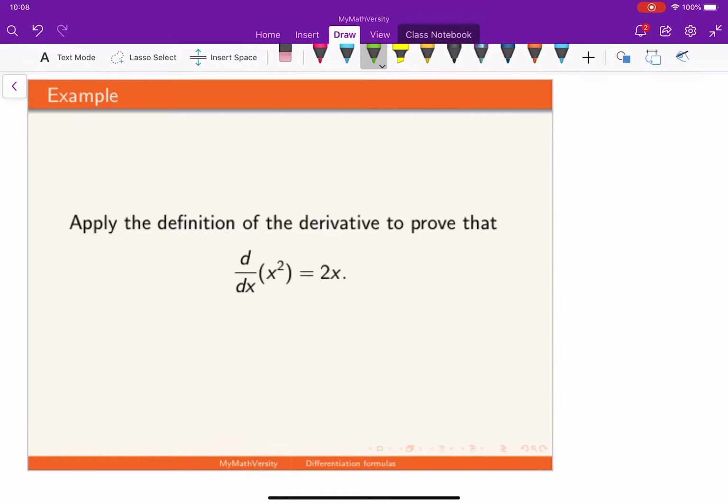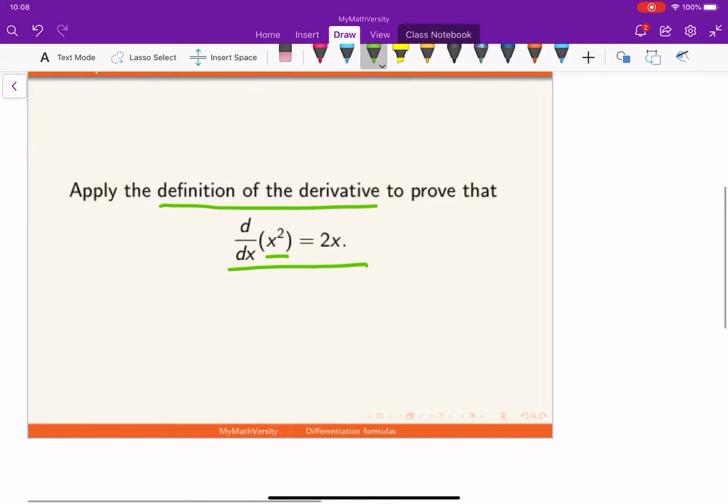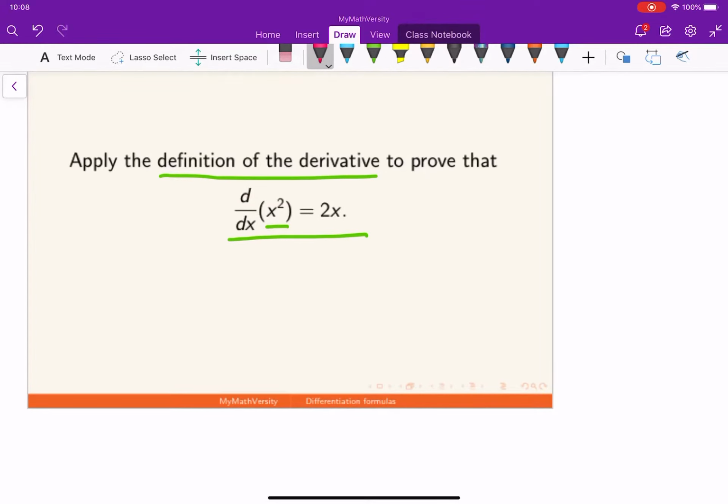By applying the definition of the derivative, we want to show that the derivative of x squared with respect to x is equal to 2x. So let's try to show that. But before that, we need to know what the definition of the derivative even is, right? So how can we apply that to find that the derivative of x squared is 2x? Do you know what the definition of the derivative is?